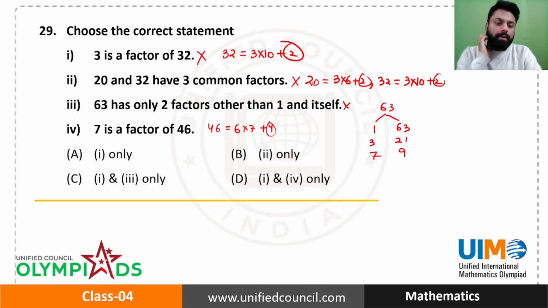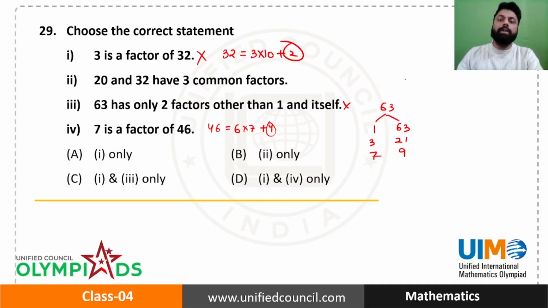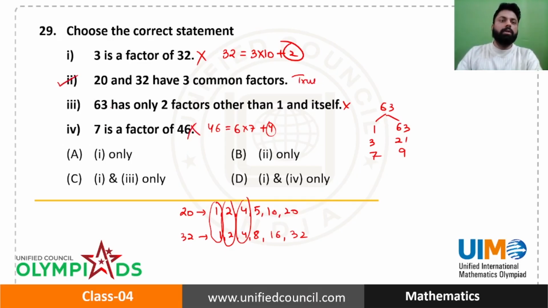So basically, 20 and 32 have three common factors. One second. This is not saying that 3 is the common factor. For 20, the factors are 1, 2, 4, 5, 10, 20. For 32, 1, 2, 4, then 8, then 16, and then 32. So the common factors are 1, 2, and 4. There are three common factors. So this is the true statement, that means B option is the correct answer.